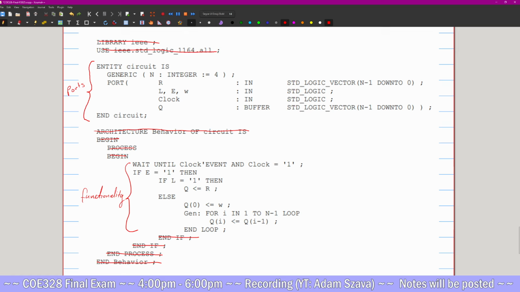So let's understand. Entity circuit is, then it describes our ports. Generic an integer defined to be 4. This is just some syntax, but even if you've never written this in VHDL before, I think it's clear that it just means N is 4, right? Capital N means 4. Okay, then what do we have? R is a logic vector of length 4, right? 3 down to 0. L, E, and W are just single bit std_logics. Clock is obviously just a clock, and then Q is a buffer, right?